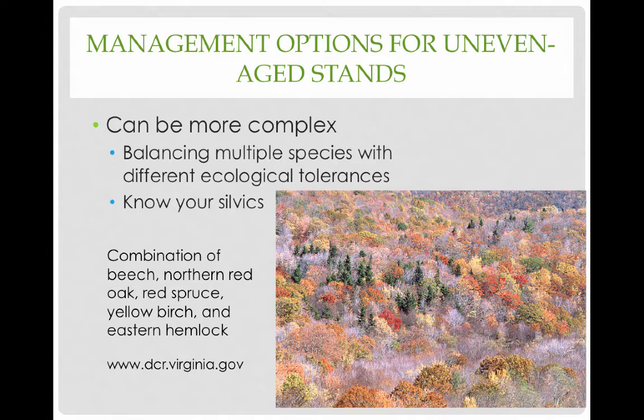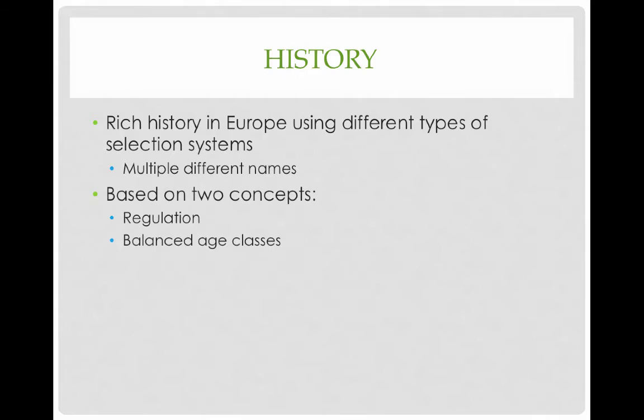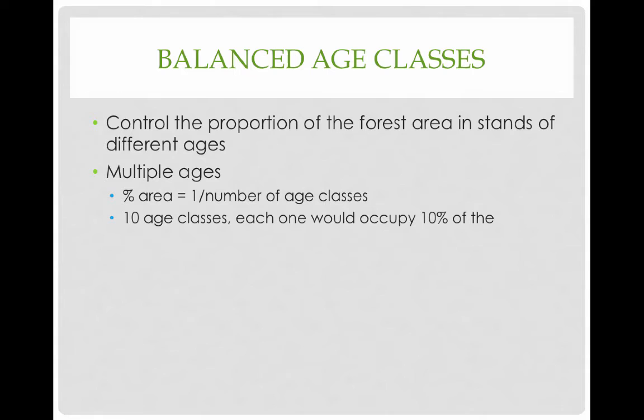Getting into a little bit of the history, this has a very rich history in Europe, and it's using different types of selection systems, and there are multiple different names. But the two big underlying concepts include regulation and balanced age class structure. So what does that mean? Balanced age class structure. What we're talking about here may not always be implemented in management. This is more to get the idea, the theory, the base of this.